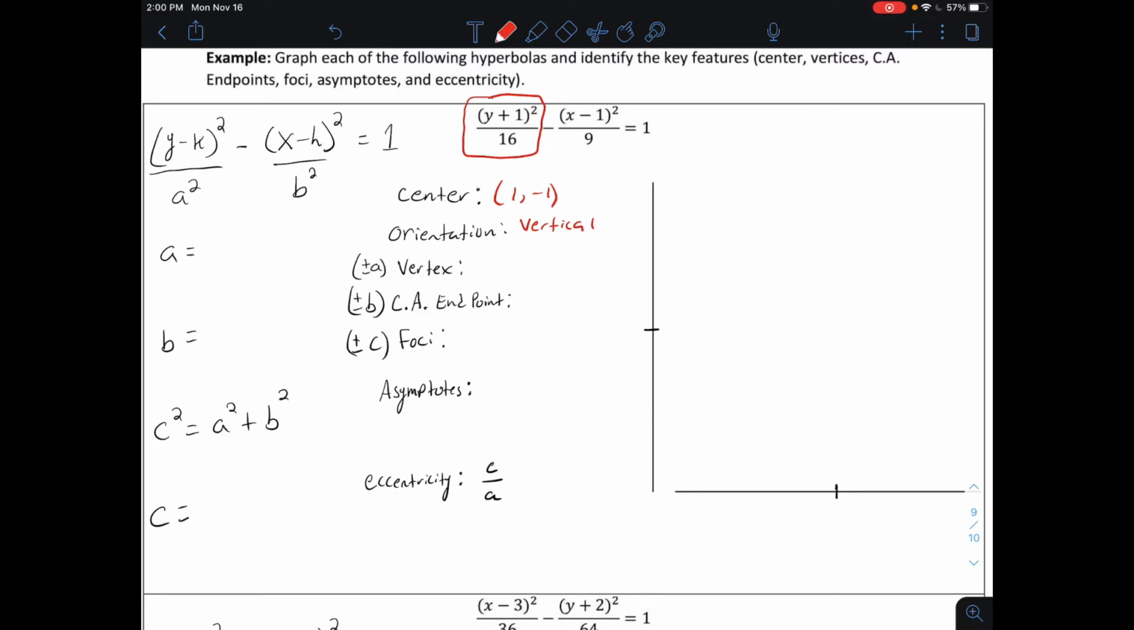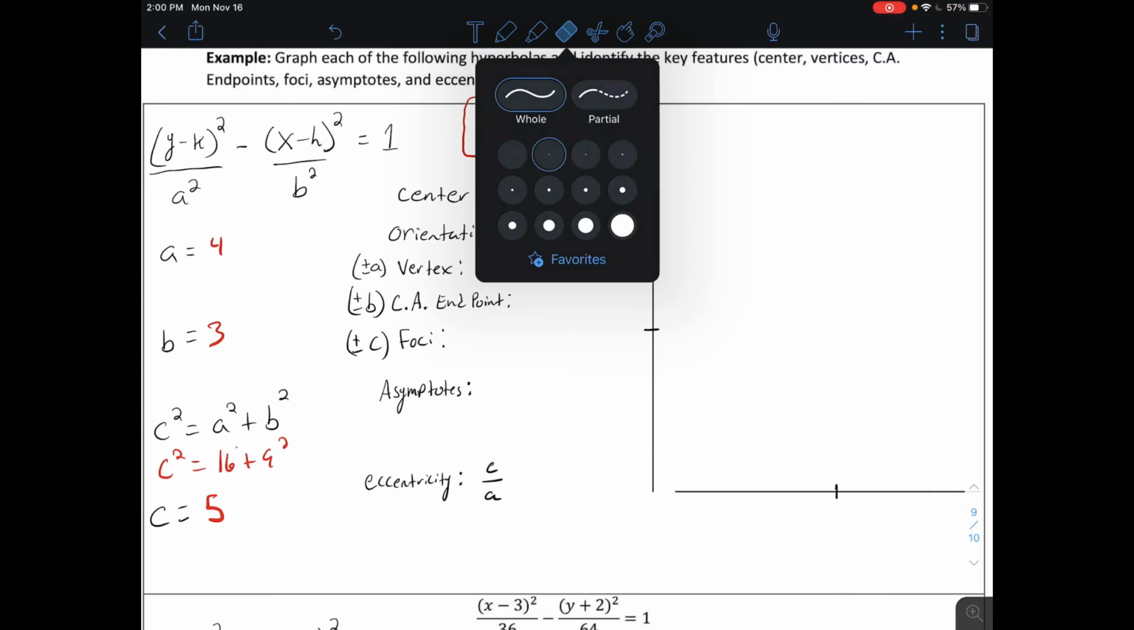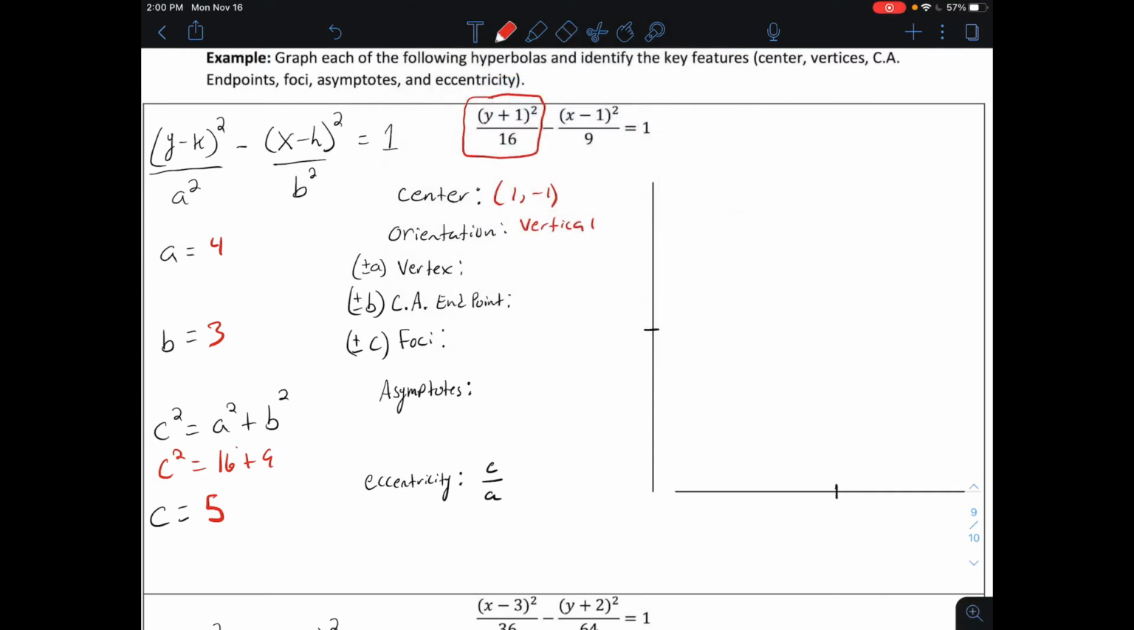Now that I know that it's vertical, I can identify what A and B are. I do not identify A and B based on size. A is the denominator of the non-negative term and B is the denominator of the negative term. And so A in our case is going to be 4, B in this case is going to be 3, and we do the Pythagorean relation, so C squared is going to equal A squared plus B squared, and so C is going to wind up being 5. We get 16 plus 9, not 9 squared, is going to make 25, so C is 5.